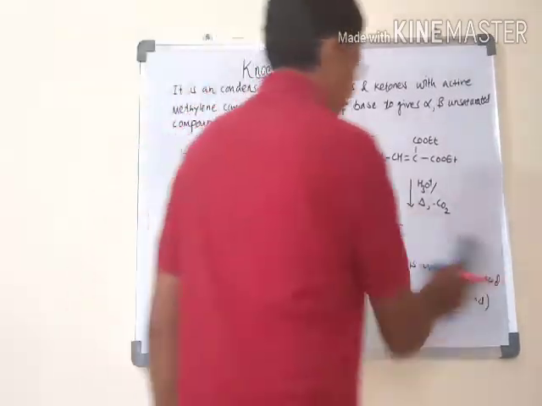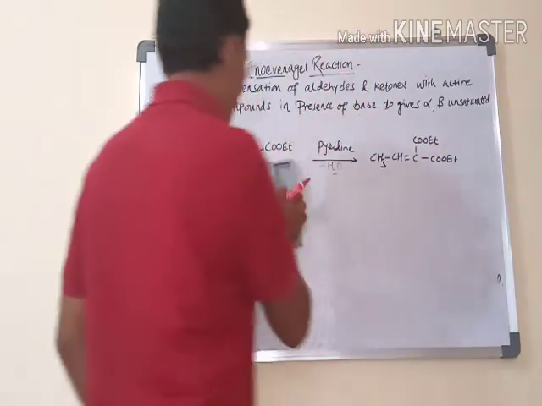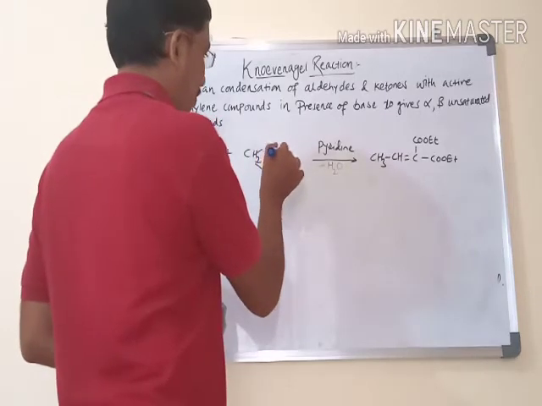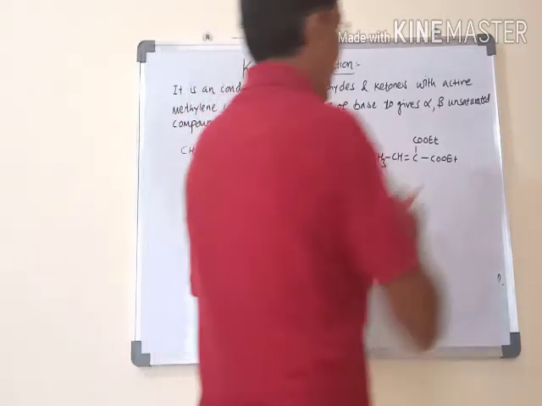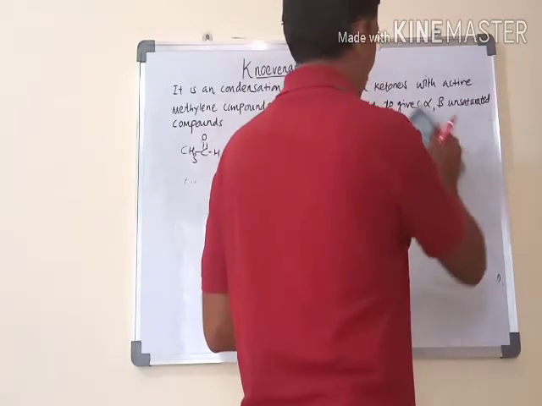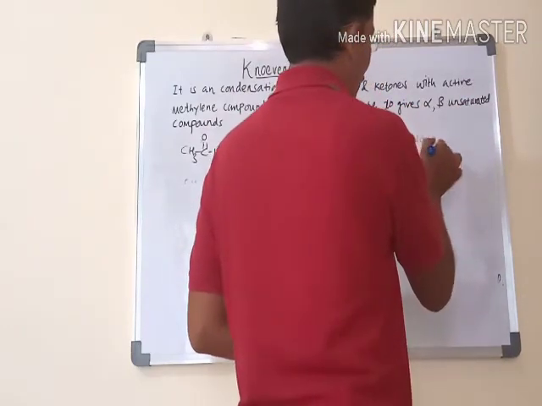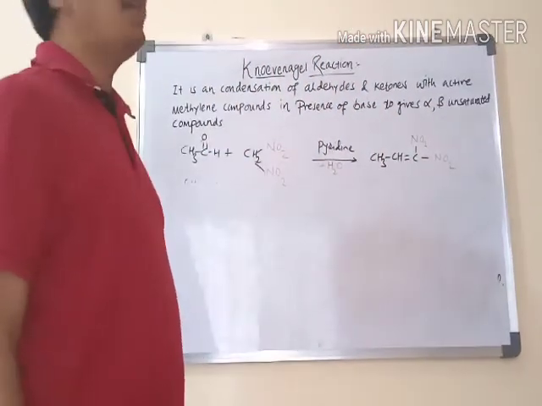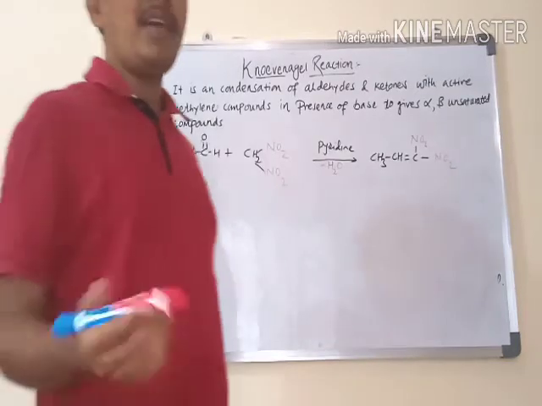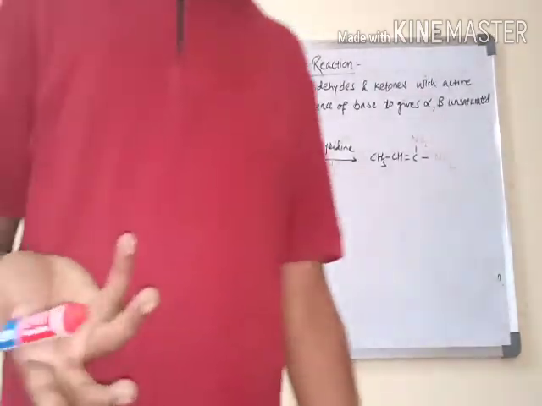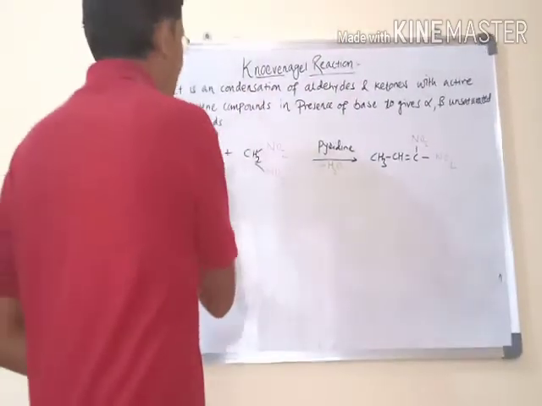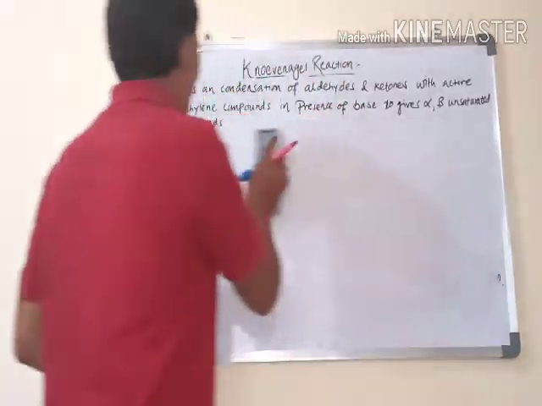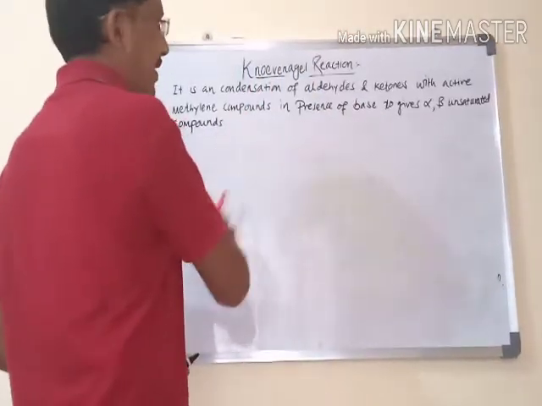Now, if you replace this one with, suppose, NO2 and NO2, we will get here NO2, simply NO2 and NO2, alpha beta unsaturated. This is the general reaction. Particularly if you take the ester, and hydrolysis and decarboxylation, you will get the alpha beta unsaturated acid. In this way, this is the Knoevenagel reaction. Now, we will see the mechanism of this reaction.